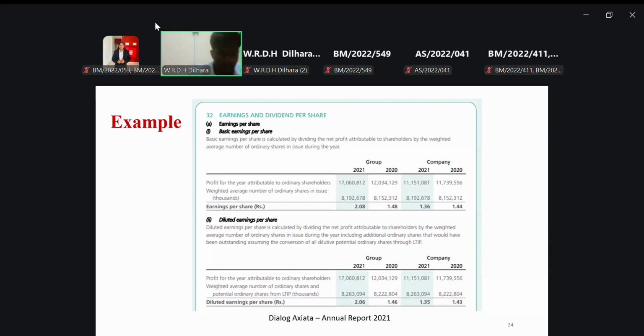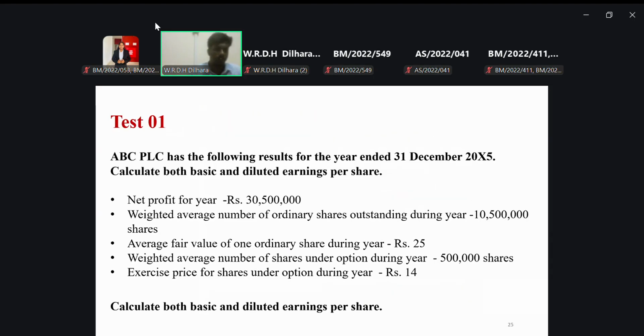Okay, that's okay. And we have the test. Test one: ABC PLC has the following results for the year ended 31st 2025. Calculate both basic and diluted earning per share. In calculating basic and diluted earning per share, you have to take the net profit or loss after tax attributable to ordinary shareholders, adjusted as relevant to the diluted, and also the weighted average number of ordinary shares outstanding.